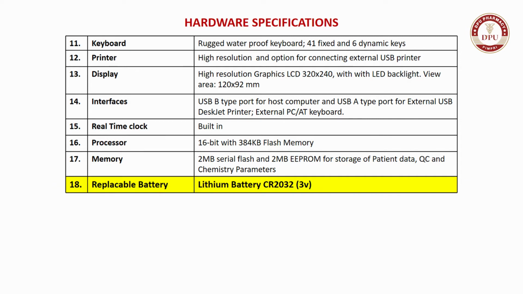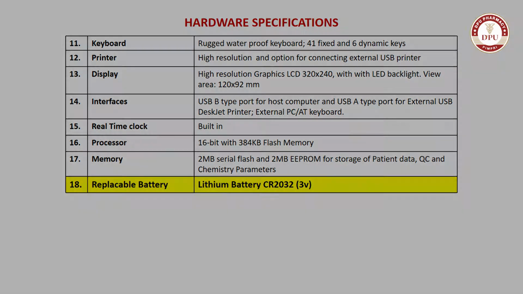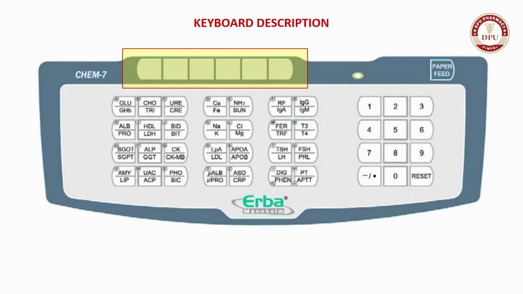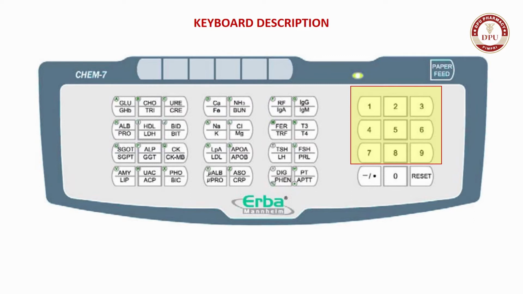It also has a replaceable lithium battery. On the keyboard, there are 6 dynamic keys which are LCD display screen specific. The 0 to 9 keys are used for entering a number from 0 to 9 as seen on the key. This key is used to enter a negative sign or decimal point when required. If you press it once, the negative sign is entered. If pressed twice, the decimal point gets entered.